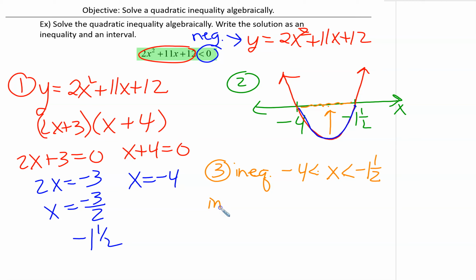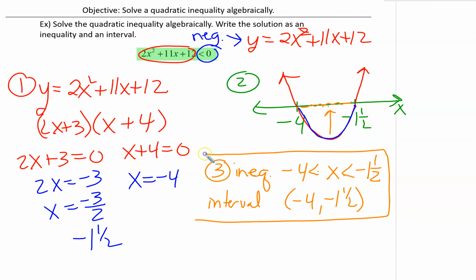And then our interval notation. This is only one interval, and it goes from -4 to -1.5, non-inclusive, meaning that technically those endpoints are not included in the solution because that's where the function equals 0, not where it's negative.